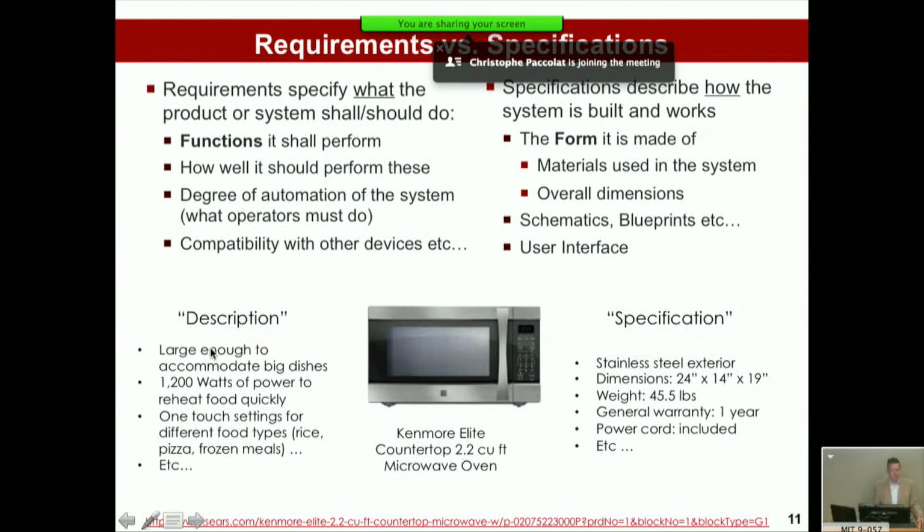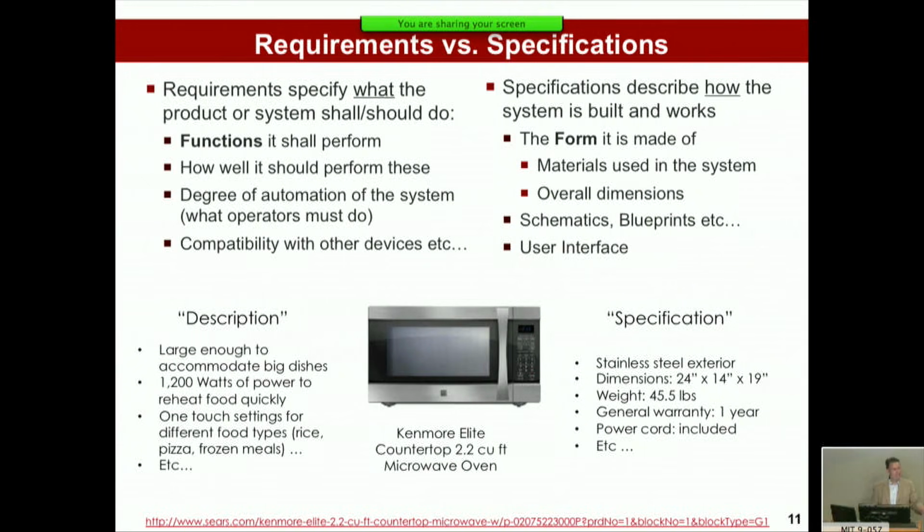1,200 watts of power to reheat food quickly. So time is important. And then one-touch settings for different food types: rice, pizza, frozen meals. And what is that? That's automation, right? Rather than having to guess how long and at what power level to reheat, there's some partial automation built in. That's essentially requirements. Very user-centric.